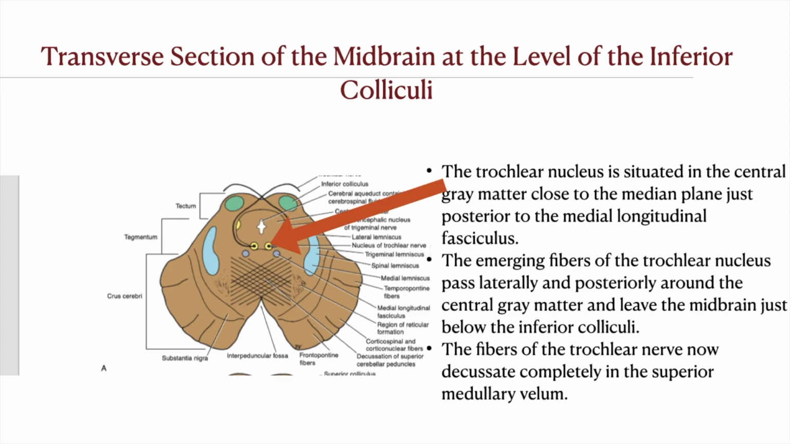The trochlear nucleus at the level of the inferior colliculi is situated in the central gray matter, close to the median plane, just posterior to the medial longitudinal fasciculus. The emerging fibers of the trochlear nucleus pass laterally and posteriorly around the central gray matter and leave the midbrain just below the inferior colliculi. The fibers of the 4th nerve, which is the trochlear nerve, now decussate completely in the superior medullary velum.